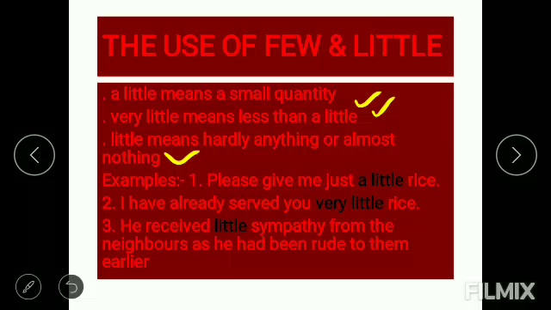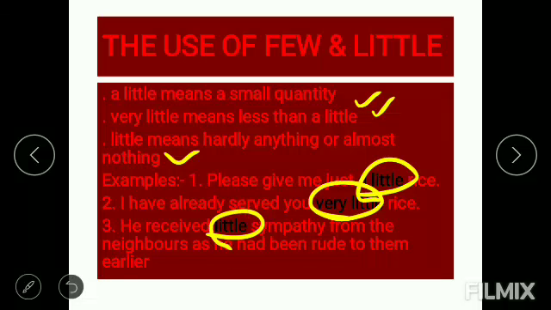Example 1: Please give me just a little rice. So a little means only a small quantity. Second: I have already served you very little rice, meaning less than a little. Then: He received little sympathy from neighbors as he had been rude to them earlier. So little means hardly any sympathy or almost no sympathy. Okay.